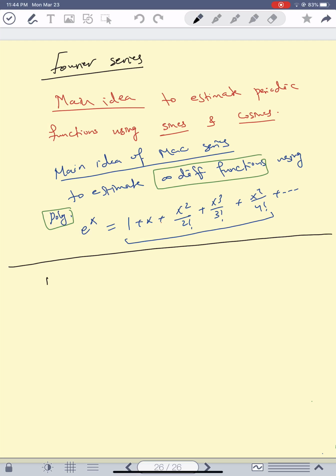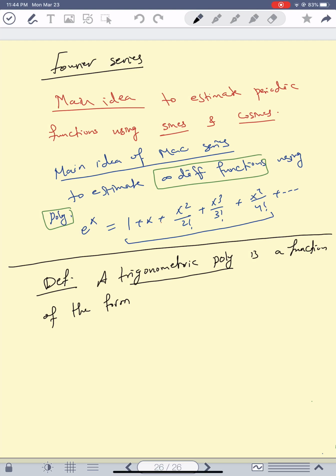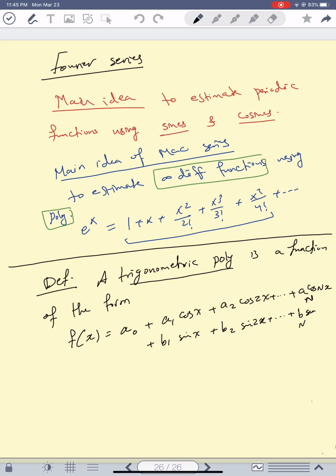The first thing, I want to introduce a little definition. A trigonometric polynomial is a function of the form. When we say polynomial we know it: x squared, x cubed, and so on. Now, when we say a trigonometric polynomial, we mean something very similar, but it's not exactly like that. We mean f of x equals a constant, let's call it a naught, plus a1 cosine x plus a2 cosine 2x up to a certain number, let me call it a big N cosine big N x, plus the same quantities for sine.